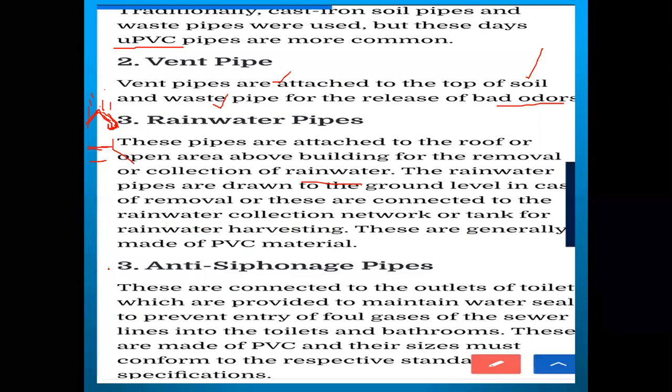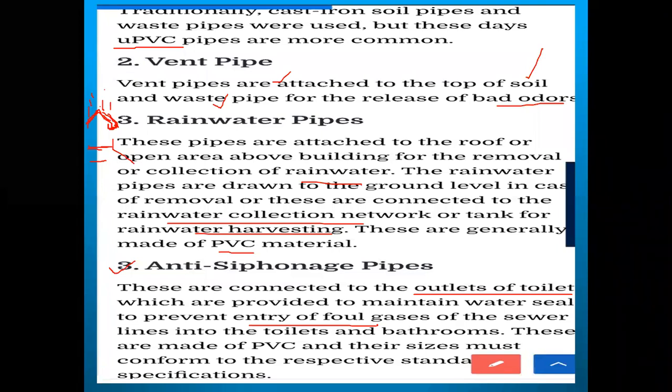of common water. The fourth one is anti-siphonage pipes. These are the pipes connected to the outlets of the toilets, which are provided to maintain a water seal to prevent entry of foul gases of sewer lines into the toilets and bathrooms. Near the bathroom we have an outlet connected to the process which stops the foul smell or bad smell from coming back into the bathrooms and toilets. To control that, we are using anti-siphonage pipes. These are made up of PVC material and their sizes must conform to the respective standards and specifications.